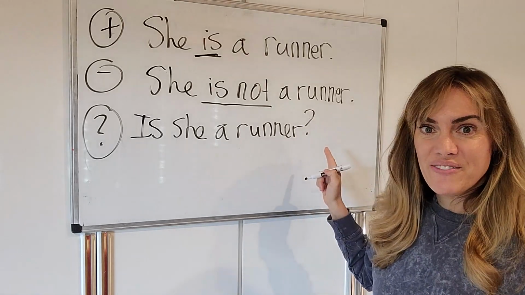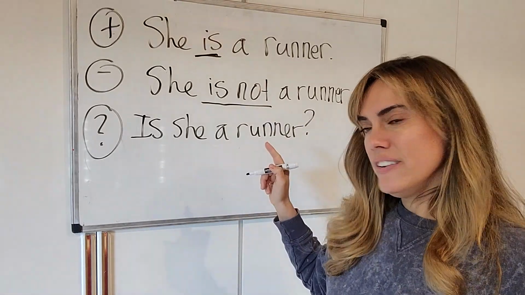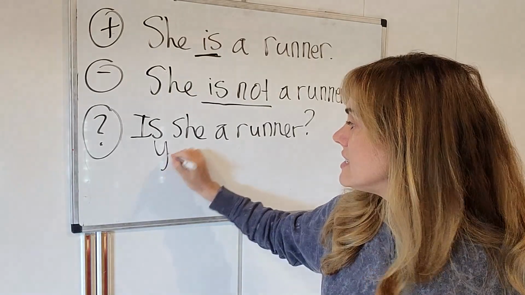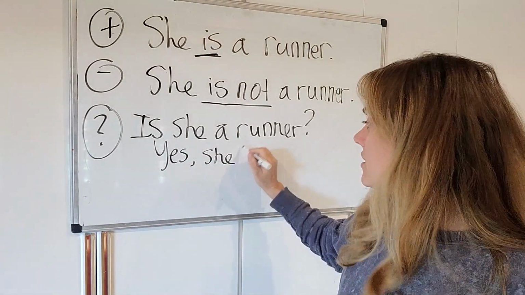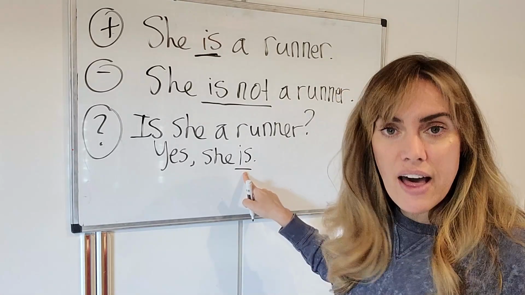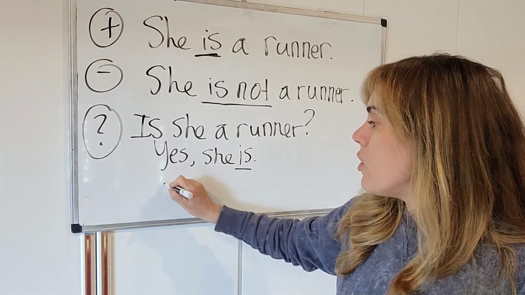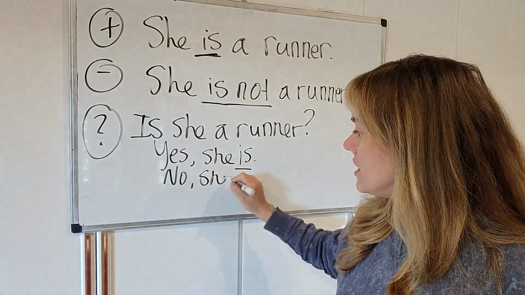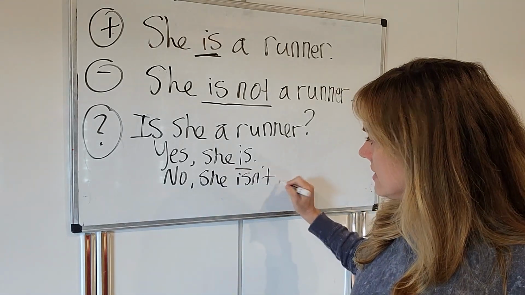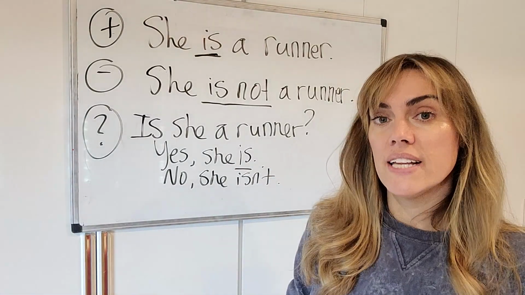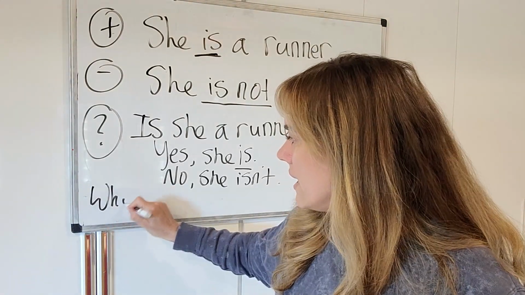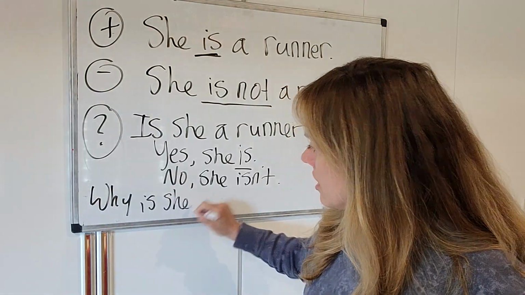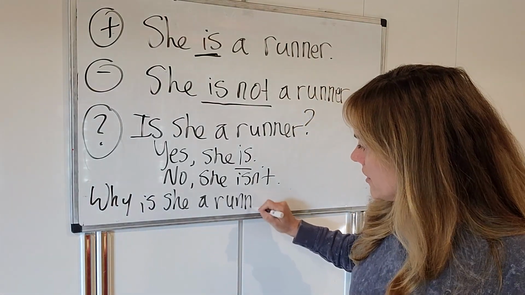Don't forget the question mark. Is she a runner? And the answer is yes, she is. You just need the helping verb or the verb here. Or no, she isn't. We could also make a WH question like why? Why is she a runner?